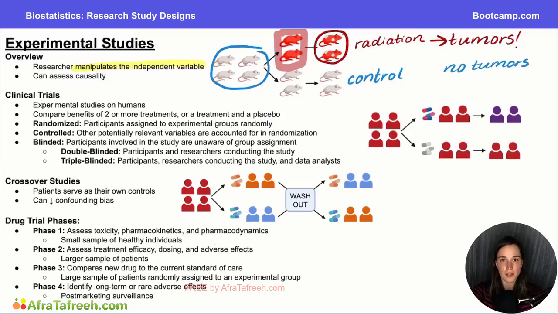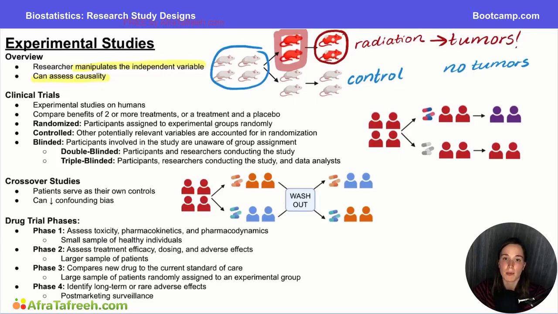Notice that this is the first time in this video series that I've said a study can show that an exposure causes an outcome. This is because experimental study designs are the only type of study that can directly assess that causal relationship. Let's talk about why that is.